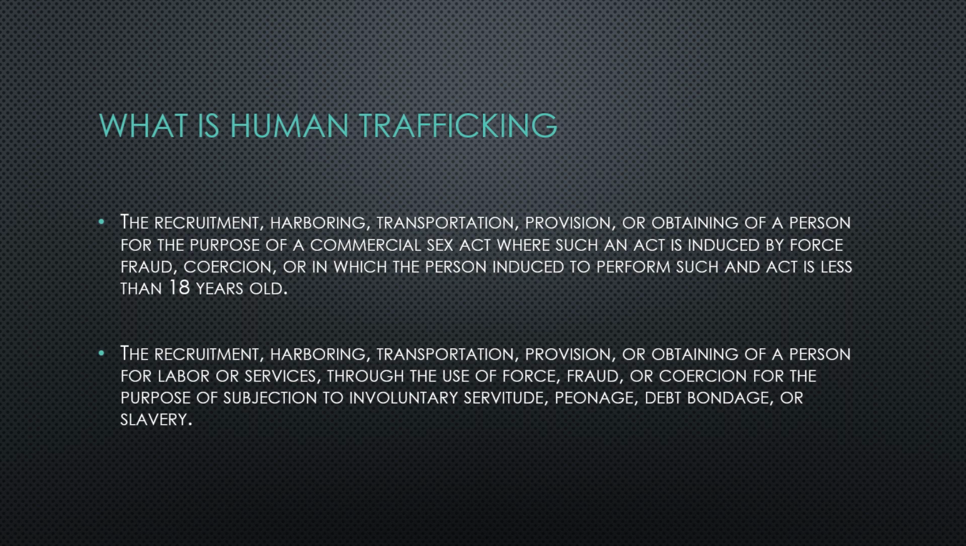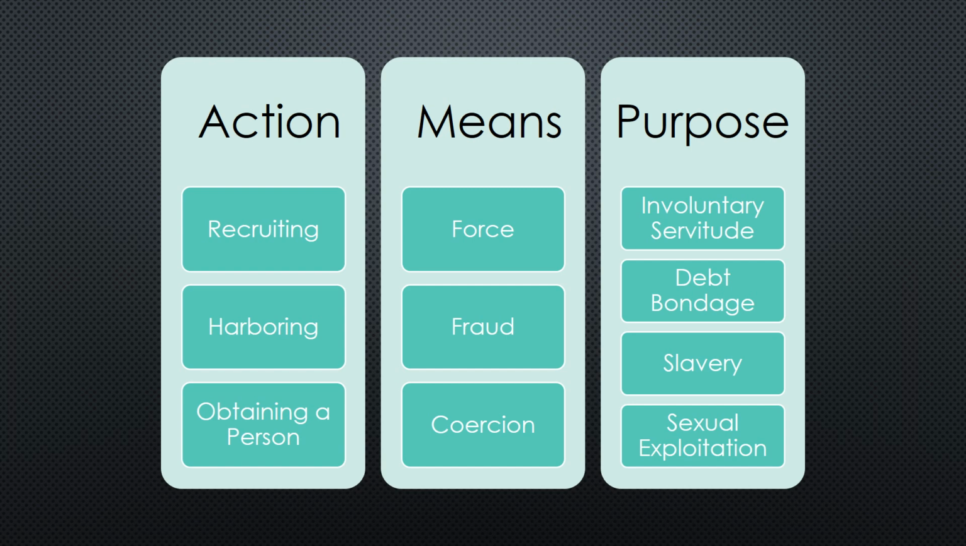As you can see, the second part of the definition is very similar. It's still the recruitment, harboring, transportation, provision, or obtaining of a person, but instead of for commercial sex act, it's replaced with servitude, debt, bondage, or slavery. And what this boils down to is that there are three required elements for the definition of human trafficking. And those three elements include action, means, and purpose. This is kind of a menu, so you can take any action, any means, and any purpose, mix it up however you want, but as long as you have one item from each list, that counts as human trafficking.